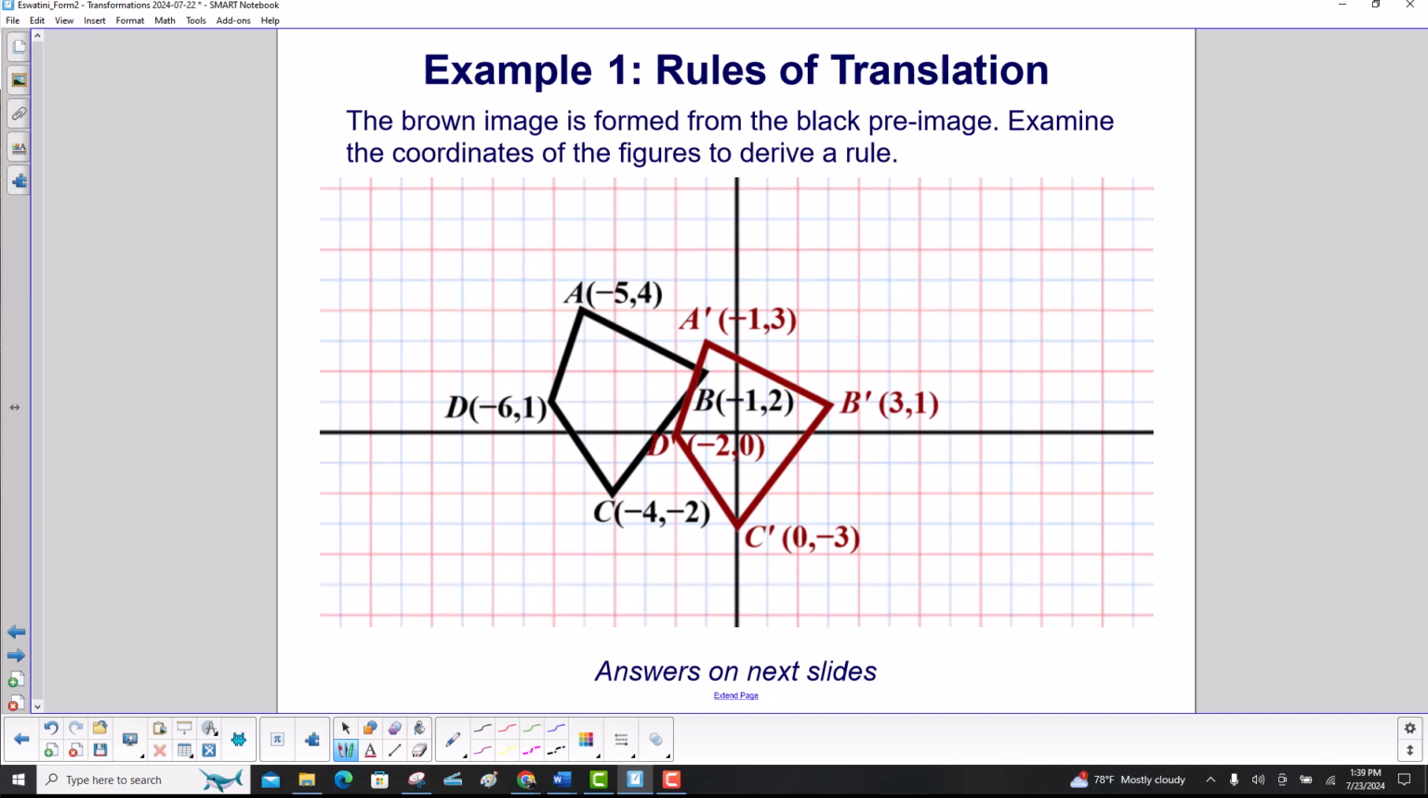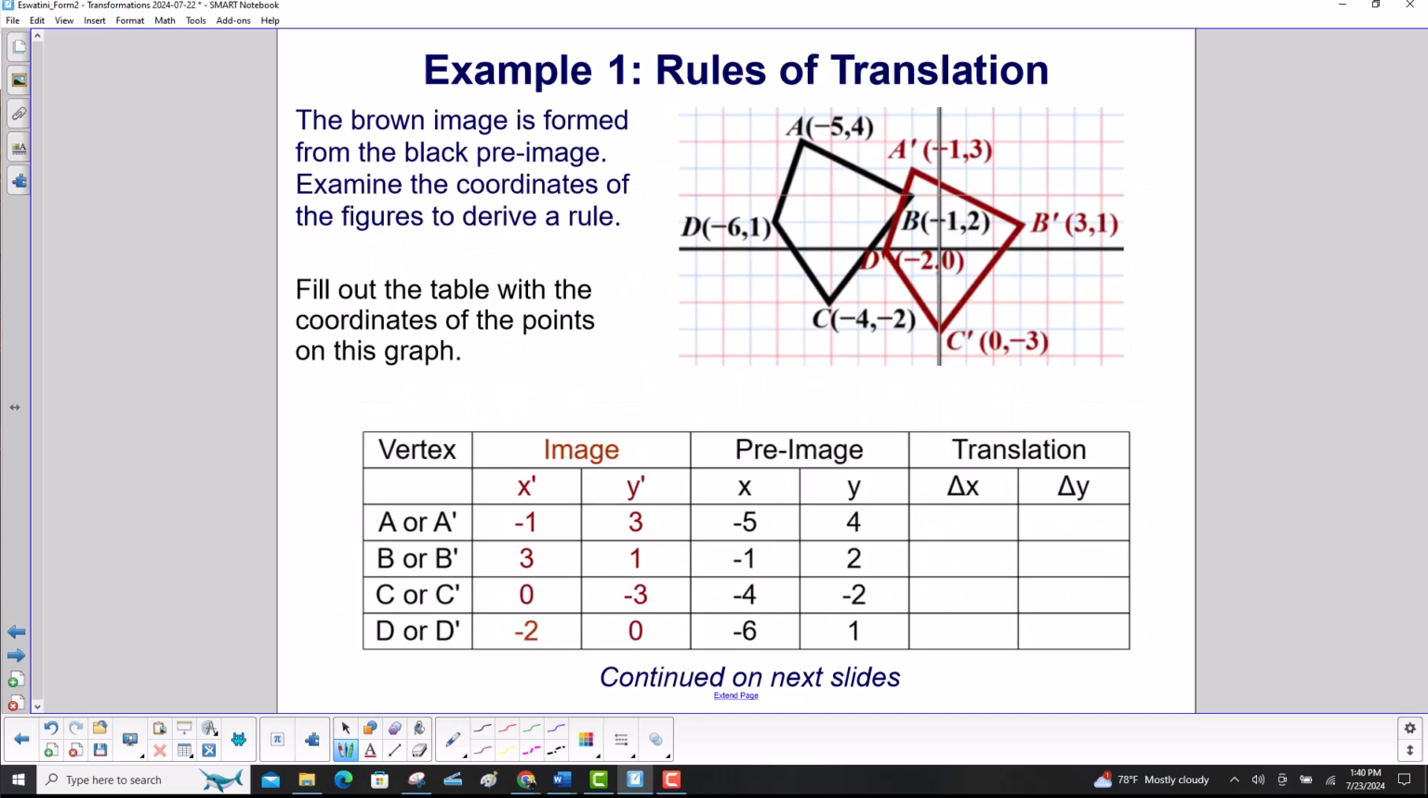Example 1 for our rules of translation. The brown image is formed from the black pre-image. Examine the coordinates of the figures to derive a rule. And we'll work that through on the next few slides. First, fill out the table with the coordinates of the points on this graph. So let's start with the image, which is the brown color. That's this guy over here. And we'll just put D and D prime here for the pre-image and image.